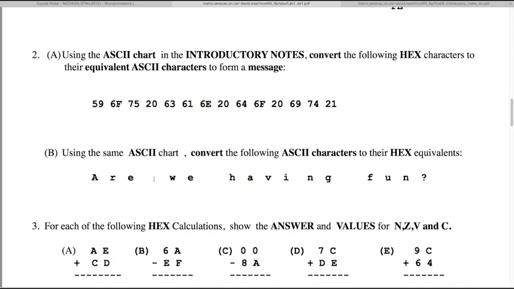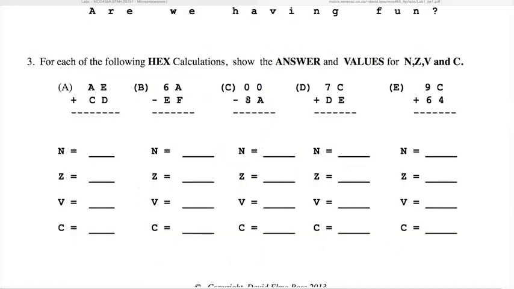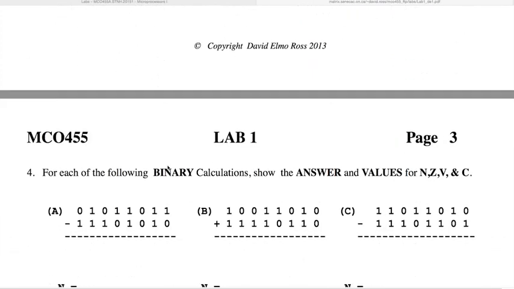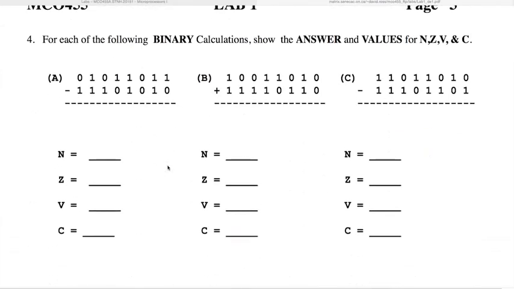So once you get that filled in, we're able to then do the next thing, which is adding and subtracting in hex. To answer question 3, we're first going to look at how to do adding and subtracting in hex. And we have these NZVC things here that we're going to look at later. We're also going to then, once we do the adding and subtracting in hex, look at adding and subtracting in binary. And we will eventually get back to this.